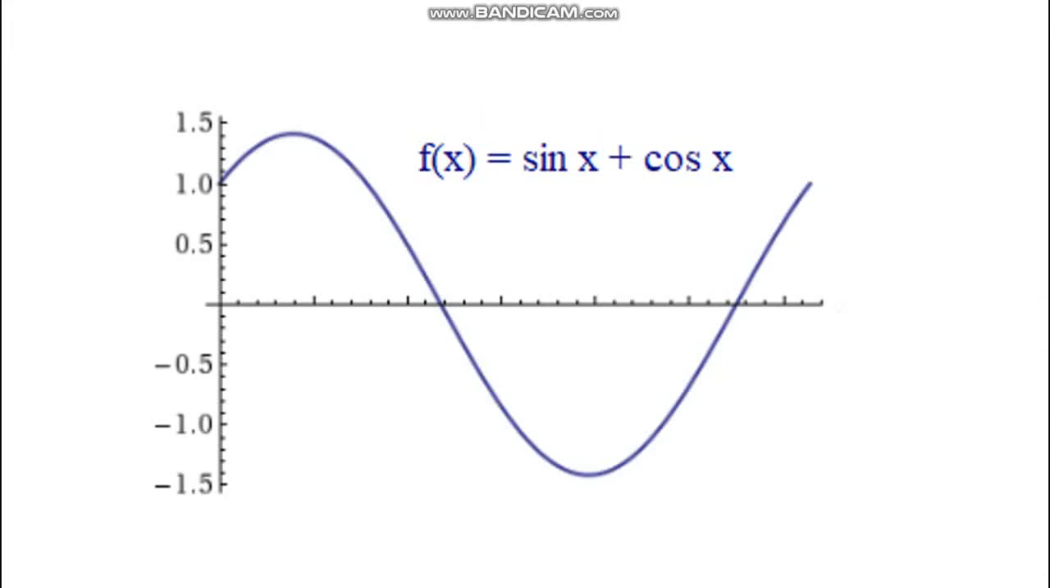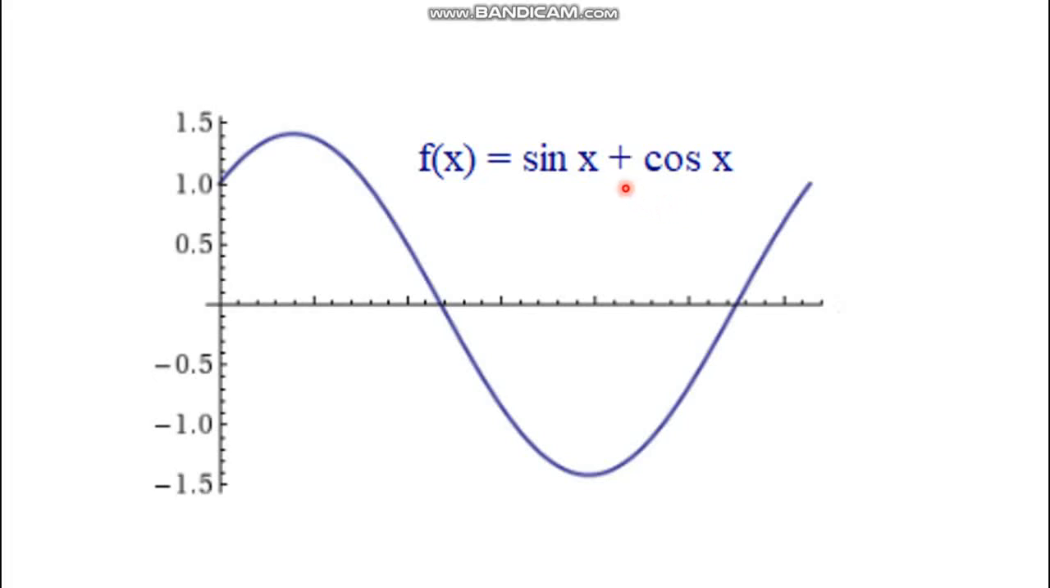Now move on to the sine x plus cos x function. Actually at 0, sine x is 0, whereas cos x is 1, so their summation is 1. Now after some interval their summation would increase to this value and then they would decrease. So if it starts at 1, then passes through a maxima, then a minima, this type of curve is actually the sine x plus cos x curve.